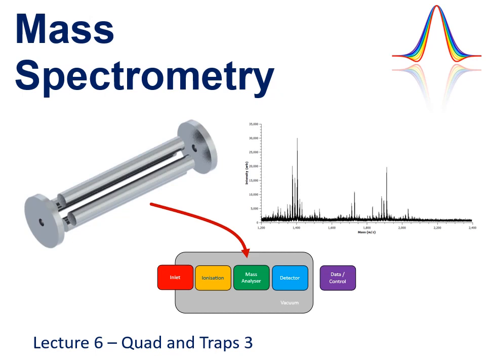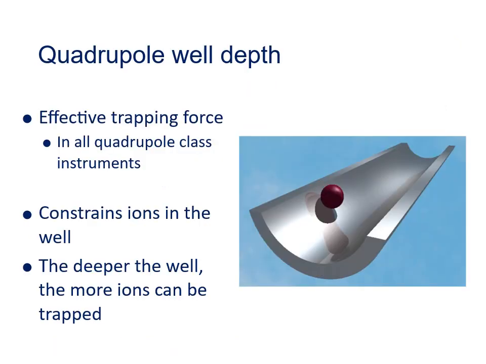Welcome to the materials for the sixth session in this mass spectrometry course, and this is the third and final session looking at quadrupoles and ion traps. Towards the end of the last session, we started looking at how the quadrupole trapping well depth affects quadrupole sensitivity across the mass range. And now we're going to look at some of the other effects that the trapping well depth causes. So it's probably worth reminding ourselves what this trapping well depth is.